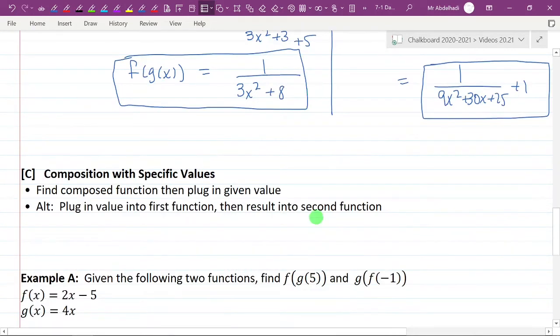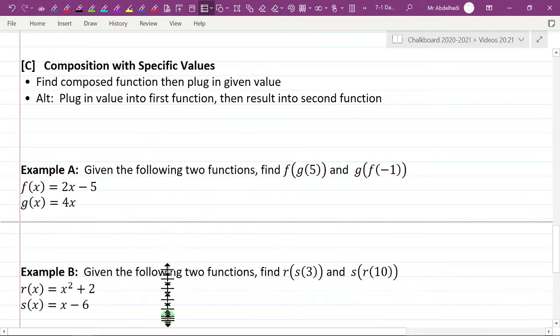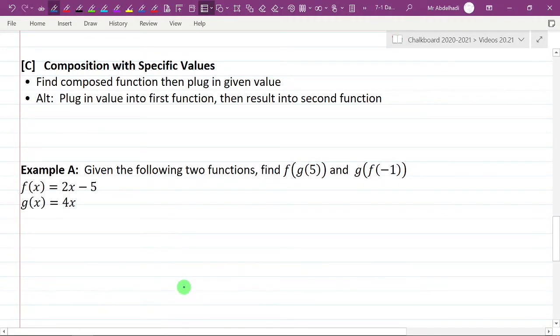Okay. The next part is, well, actually using these composed functions for something useful. Okay, and that is what we did in the example above, which is plug in numbers after you found the composed function. So I have these two functions here, and they're asking me for two different values. They want me to find f of g of 5, and they also want me to find g of f of negative 1.